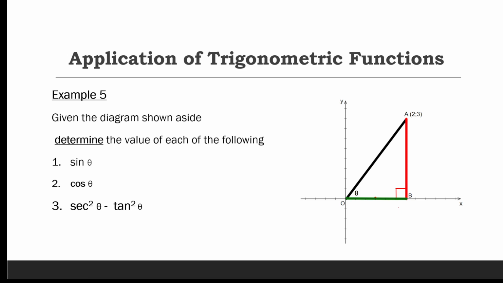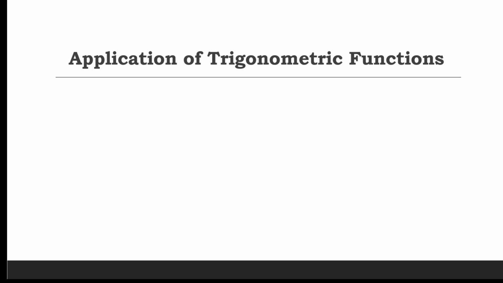We will look now at example 5. We are given a diagram that is shown aside. Now we are requested to determine the value of each of the below: 1, sine theta; 2, cos theta; 3, sec squared theta minus tan squared theta. Now let us look at the solution.